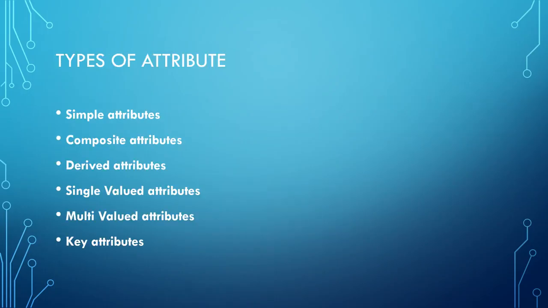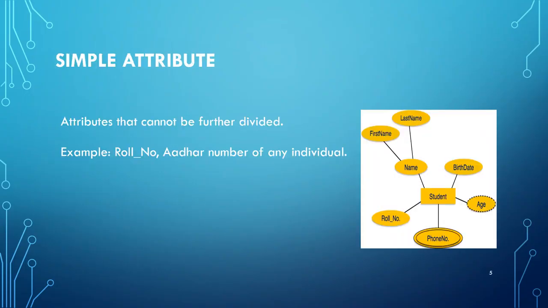Types of attributes. There are different types of attributes in DBMS. They are simple attribute, composite attribute, single value attribute, multi-valued attribute, key attribute and derived attributes. Simple attributes are those attributes that cannot be divided into more attributes. Simple attributes are widely used for storing information about the entity. In the given example, student roll number is a simple attribute. It cannot be divided into more sub-attributes. Other examples for simple attributes are age, Aadhaar number, etc.